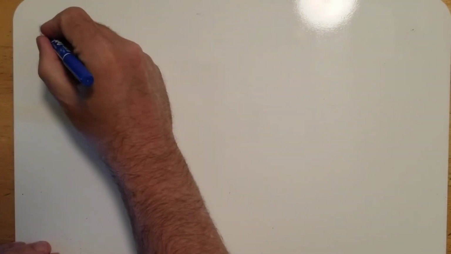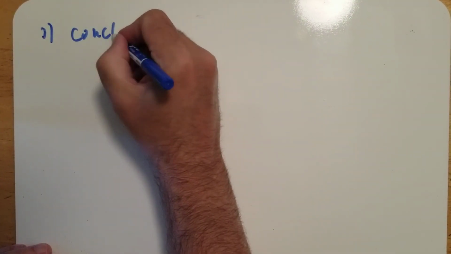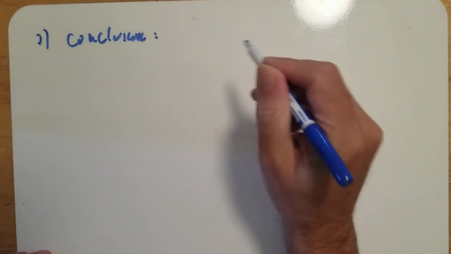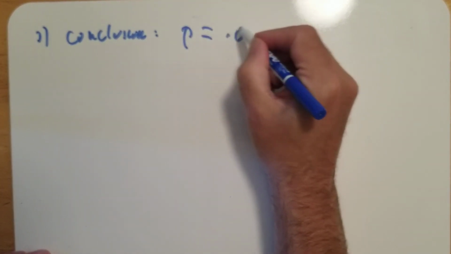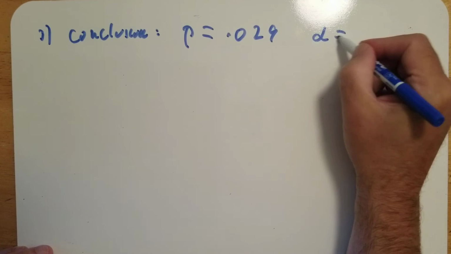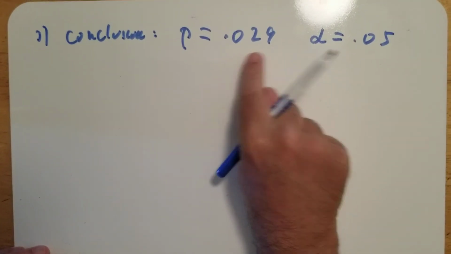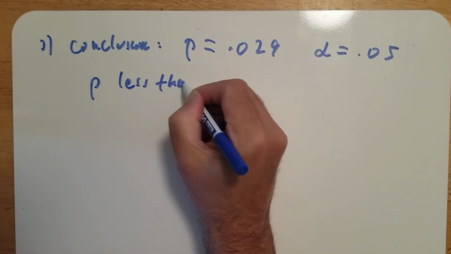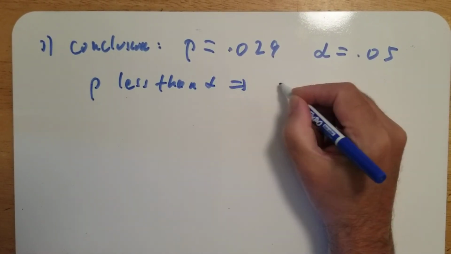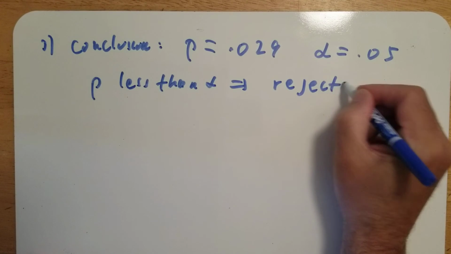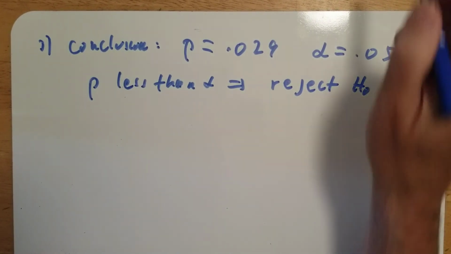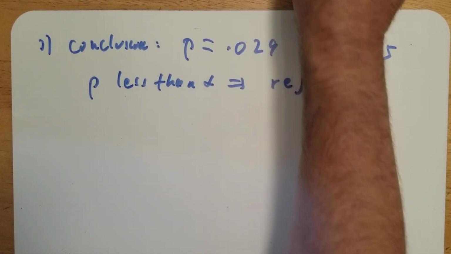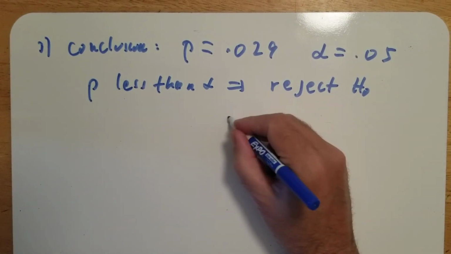So step 3 is the conclusion. P is 0.029. Alpha was 0.05. This P is less than alpha, which means we reject the null hypothesis. And in the setup, the null hypothesis was from the original claim.